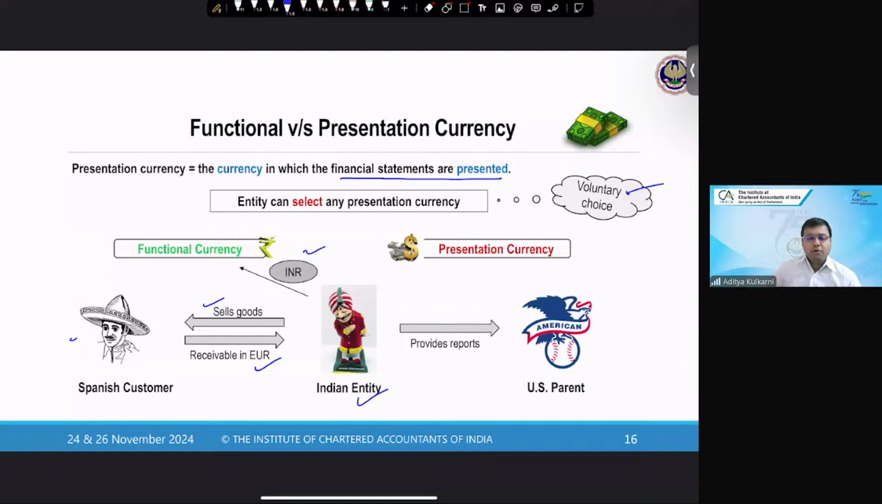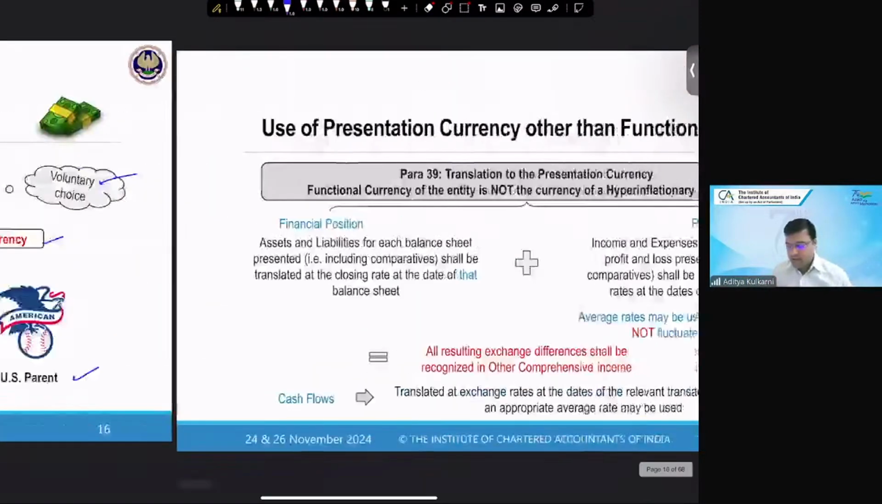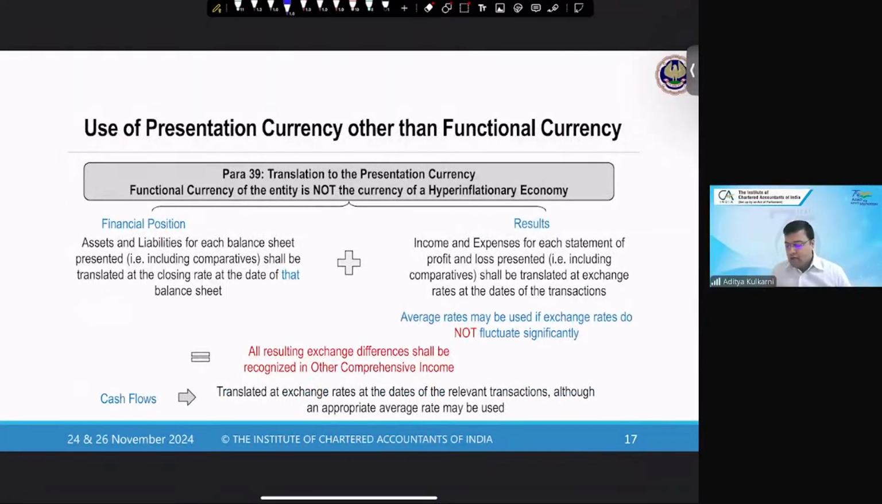But it has to provide reports to its parent in the US. So this becomes the presentation currency. Now, how do I do the translation to the presentation currency? We will see this later.